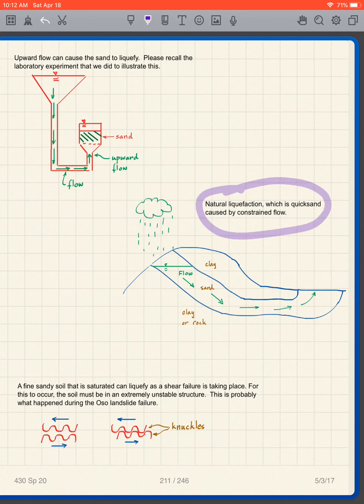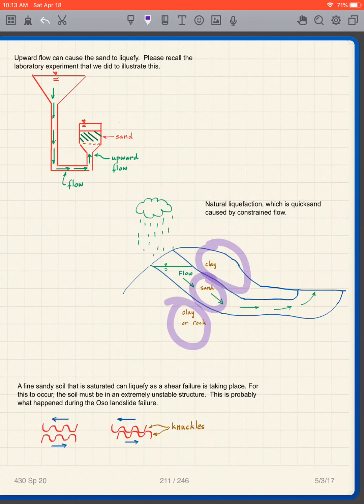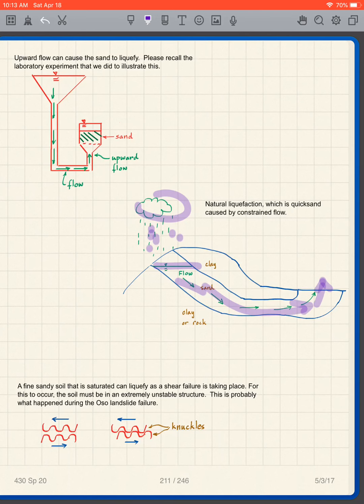How can we get natural liquefaction, which is quicksand? You've all heard of quicksand. It's very rare in nature. But one way it could happen is, for instance, if I have a clay or rock down below and sand here, and it rains. We fill up this sand and get a high water table here, and the sand layer is such that water flows upward. If we create a hydraulic gradient approximately equal to 1, we can get soil liquefying right there.